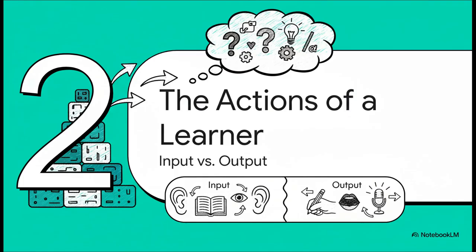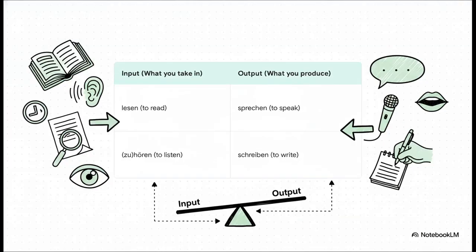All right, so we've got the pieces. Now let's talk about the actions. What are you actually doing every day as a language learner? We can basically split all these actions into two big camps, the stuff you take in and the stuff you put out. Think of it this way. On one side, you have your input. That's everything you're taking in. That means lesen, to read, and zuhören, to listen. Then on the other side, you've got your output. That's what you're creating. So sprechen, to speak, and schreiben, to write. Real progress happens when you find a good balance between both.